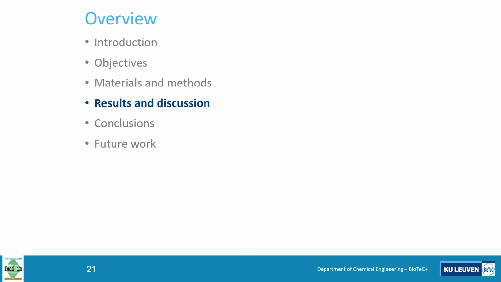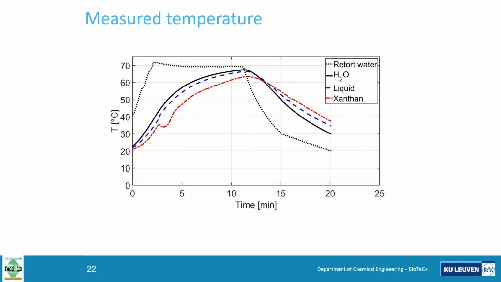And then the results and discussion. Here we see the temperature evolution inside the different systems. We have the retort water, the simple distilled water, the liquid, low viscosity, and the xanthan, high viscosity.